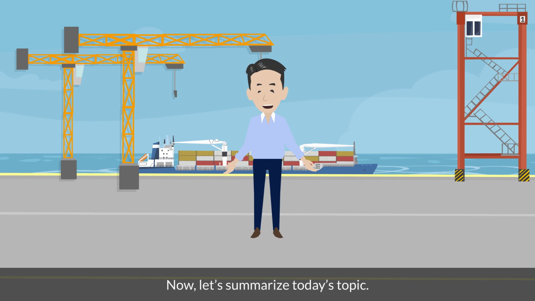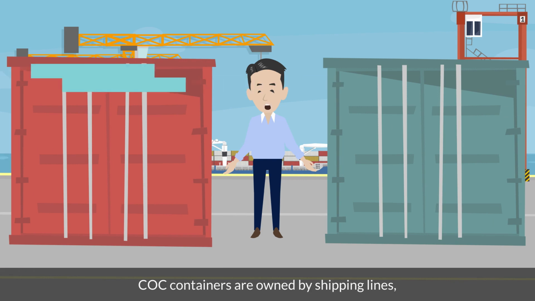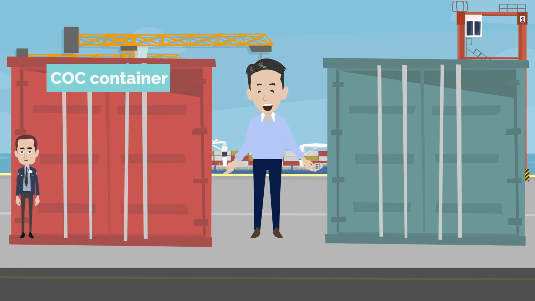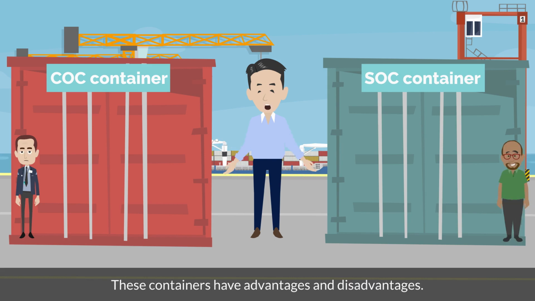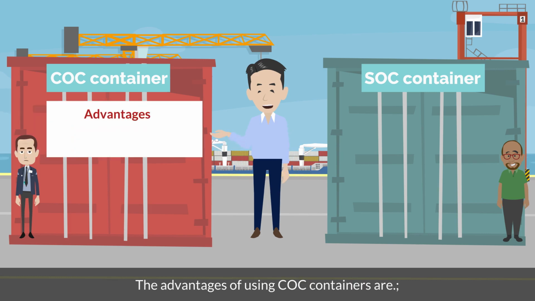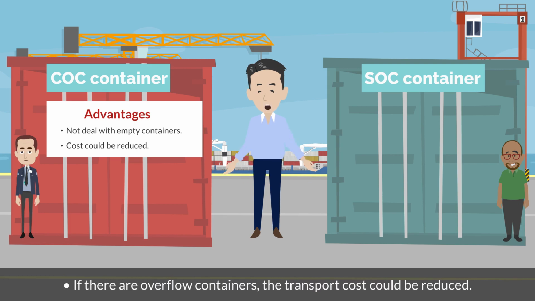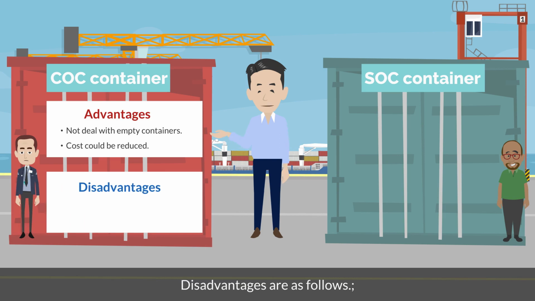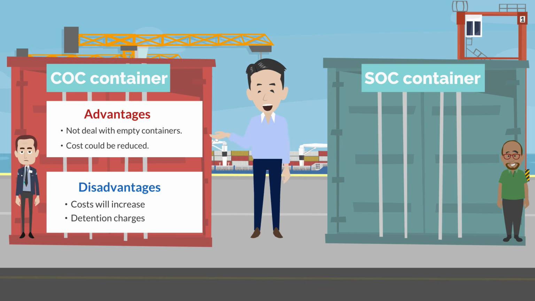Now, let's summarize today's topic. There are two main types of sea shipment containers. COC containers are owned by shipping lines, and SOC containers are owned by freight forwarders and shippers. These containers have advantages and disadvantages. The advantages of using COC containers are: you don't have to deal with empty containers. If there are overflow containers, the transport cost could be reduced. Disadvantages are as follows. 1. Transportation costs will increase if numbers of containers are unbalanced. 2. Detention charges may be required.